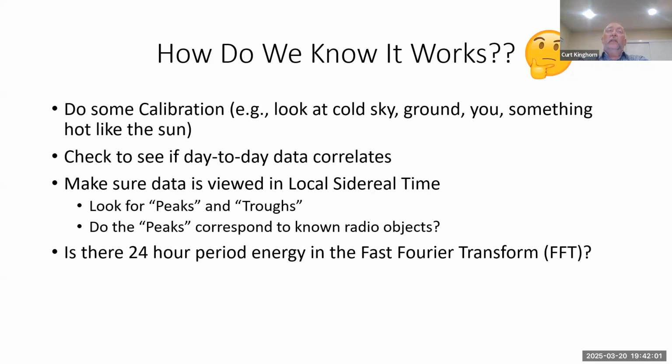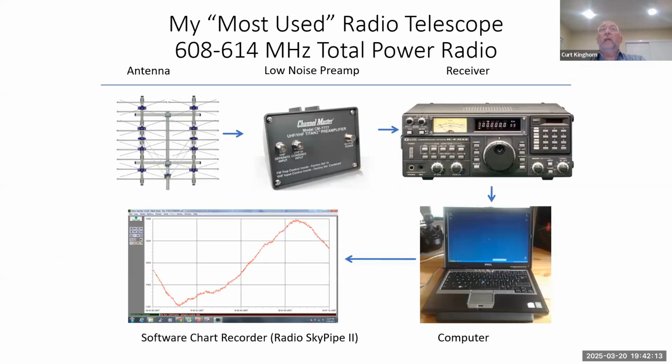You do some calibration, you check day to day, compare the data day to day to make sure it's correlating. You compare the bumps, the peaks and troughs, to actual things in the sky, and maybe you can do a fast Fourier transform. So here's my 611 megahertz telescope, and this was an idea that Shad Nygren presented at a Western conference at Stanford.